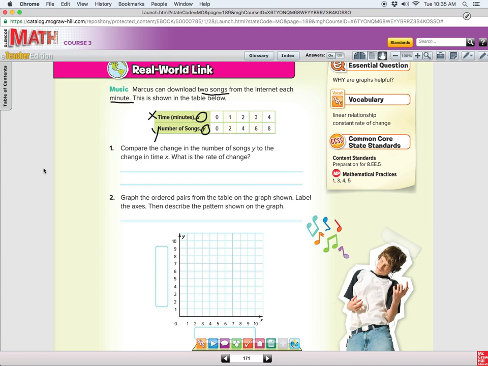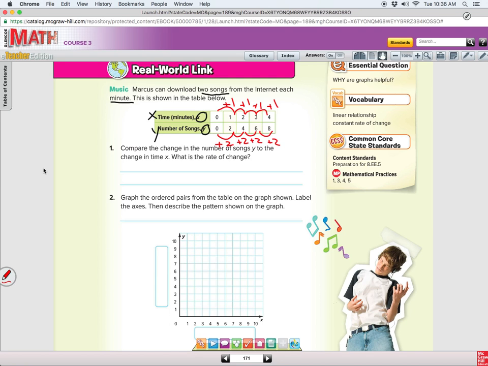So number 1 says compare the change in the number of songs, Y, to the change in time, X. What is the rate of change? So rate of change is what we are looking for. If you look at the time, each time we go from 0 to 1, that's a plus 1. And then if we go from 1 to 2, that's a plus 1. 2 to 3, same. 3 to 4, plus 1. So all of those are the same. Those are all constant. Now if you look at number of songs, we go from 0 to 2 by adding 2. 2 to 4, 4 to 6, 6 to 8. All of those are constant.